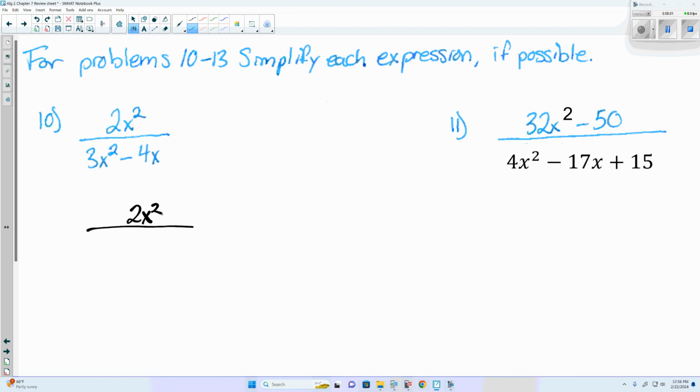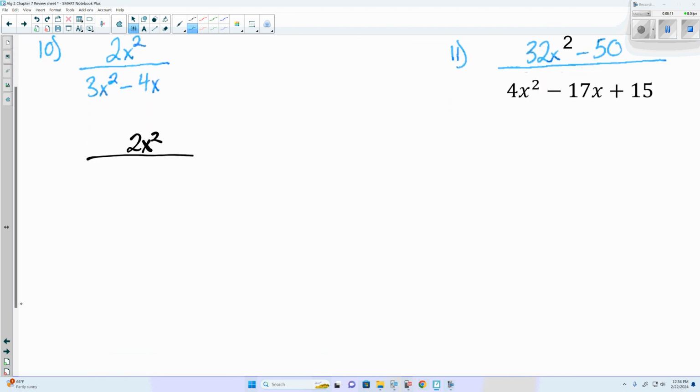Now our 3x squared minus 4x, how can we factor it? We can factor out an x because there's a greatest common factor. And really, when we look at any of these, we should always look for greatest common factor first. Now, there's not always going to be one, but 3x squared and 4x do have a greatest common factor of x. And when we factor it out of both terms, the 3x squared becomes 3x, our 4x becomes 4, and we get this here.